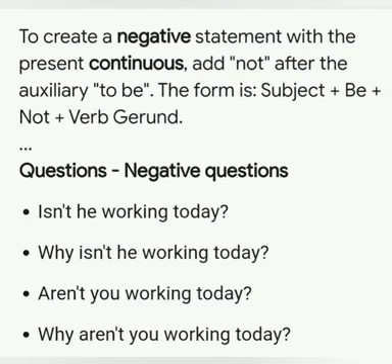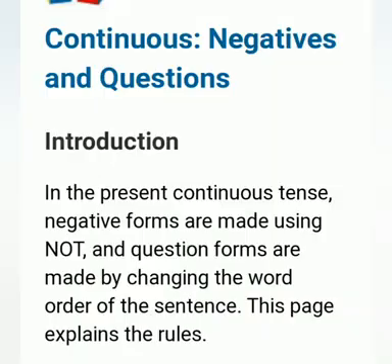So there is a continuous tense. The continuation of the statement is there. Please notice continuous, negative and questions. In the present continuous tense, negative forms are made using not, and question forms are made by changing the word order of the sentence. Let's see a few examples.